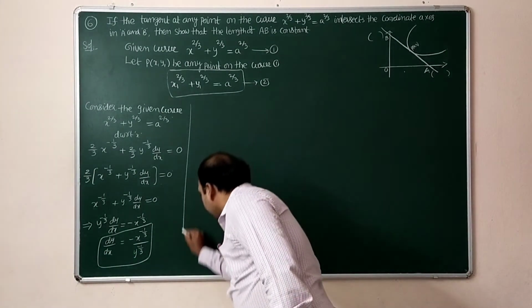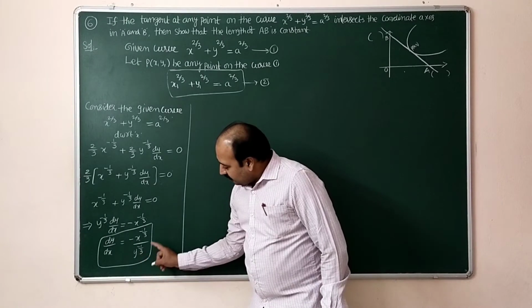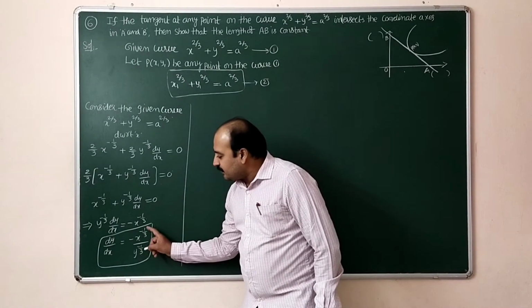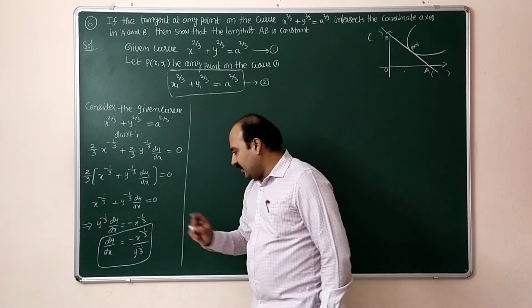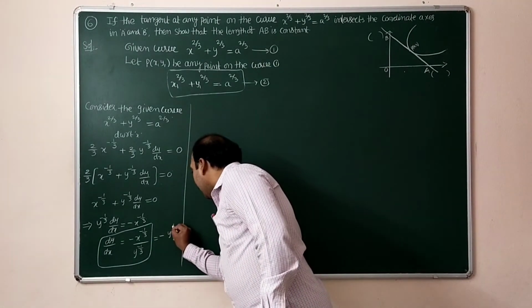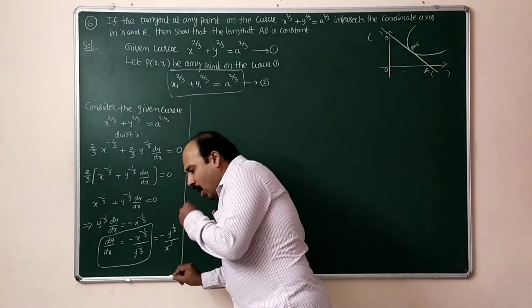So after that, y power minus 1 by 3 we can take into the numerator. It will become plus 1 by 3. x power minus 1 by 3 we can take into the denominator. It will become plus 1 by 3. So, which is equal to minus y power 1 by 3 divided by x power 1 by 3.